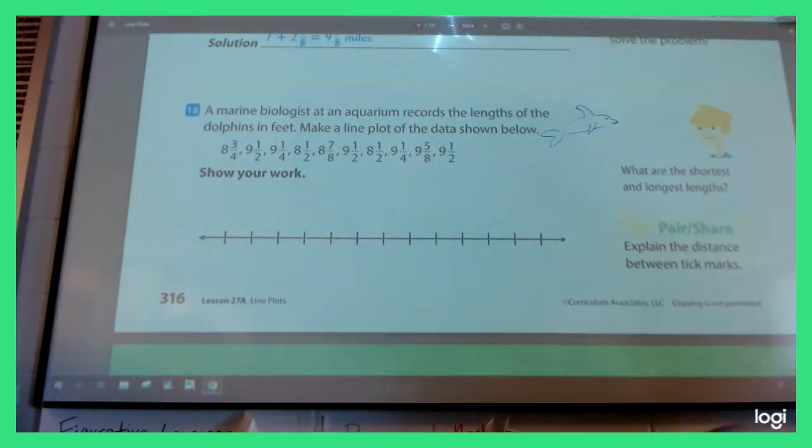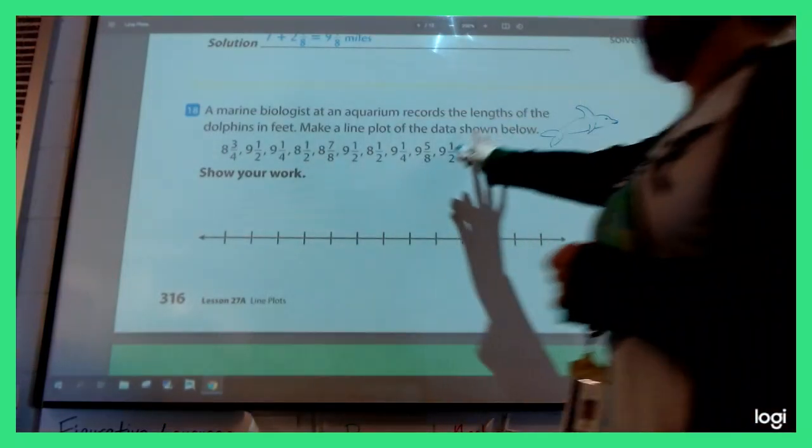All right. So, we're dealing with the lengths of dolphins. So that's how long they are. Quentin? I don't think dolphins have feet. No, they don't have feet. They just got fins.